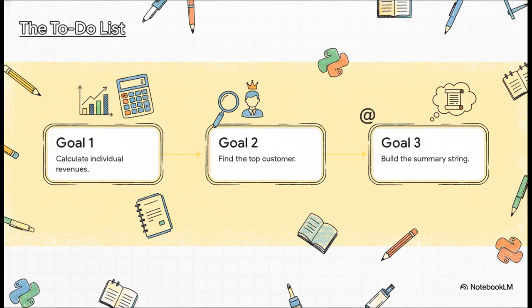So let's take that big request from the manager and chop it up into a simple to-do list. First up, we need to figure out the revenue for each separate sale. Then, we need to figure out who our biggest customer is. And finally, we'll wrap it all up in that nice, formatted summary. 3 clear goals. Let's knock them down one by one.